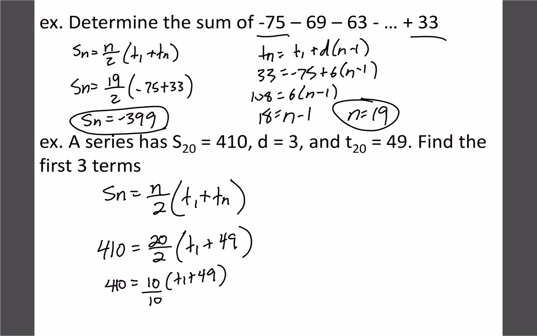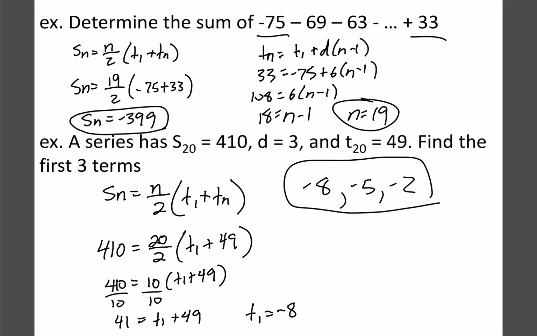So let's divide by 10 first. 410 divided by 10 would be 41. So 41 minus 49 would give us negative 8. So we know our term 1 is negative 8, and they're telling us our d is 3, so we add 3, that gives us negative 5. Add 3 again gives us negative 2. So those are our first 3 terms.